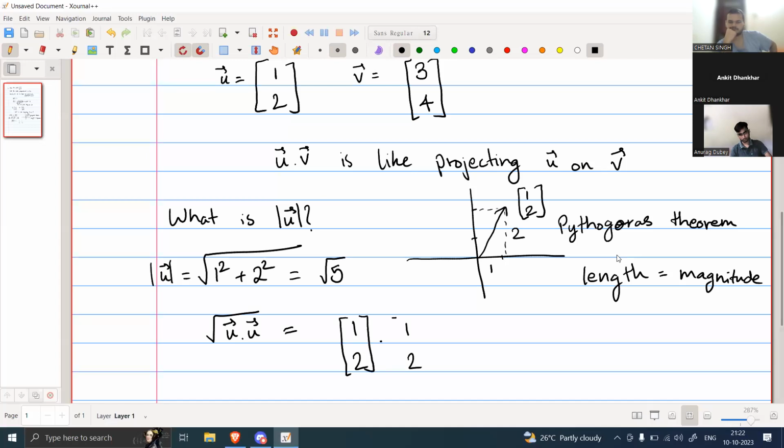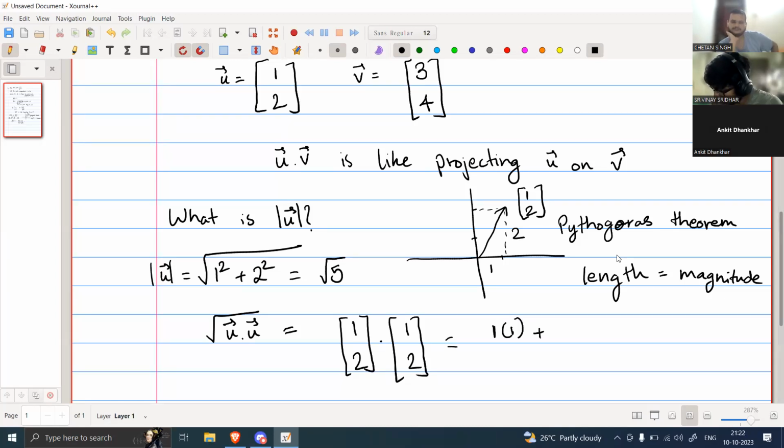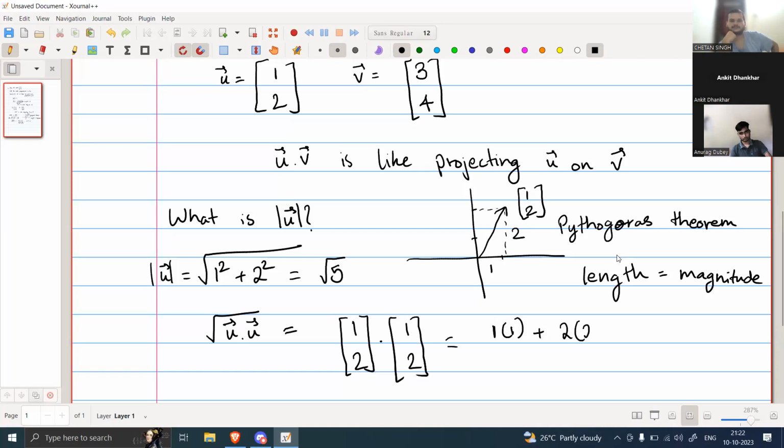We can just multiply the first component of both the vectors, then the second corresponding component. So 1 into 1 plus 2 into 2 is equal to 5. And I want the square root of that, which is square root of 5. That is the magnitude that you get, right?